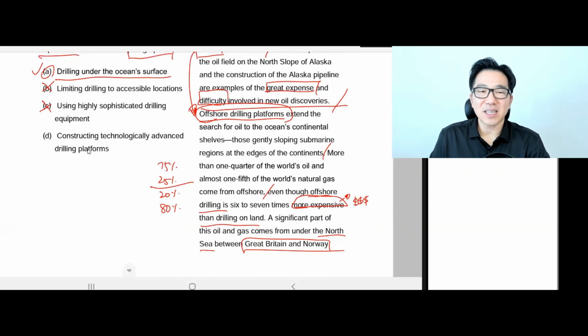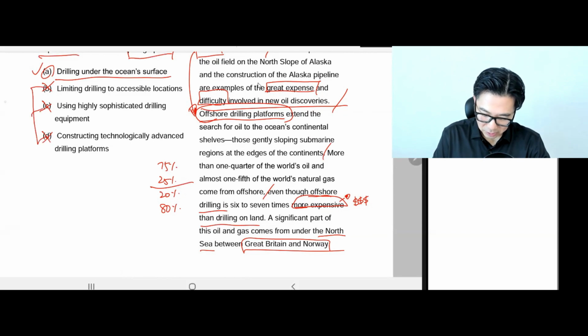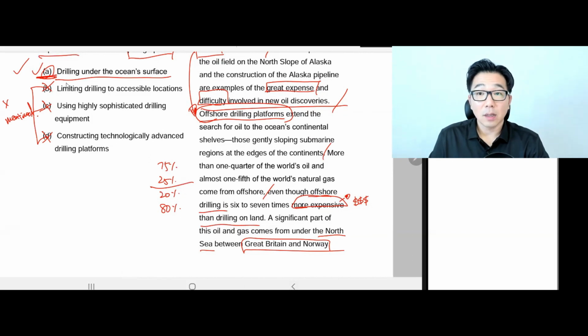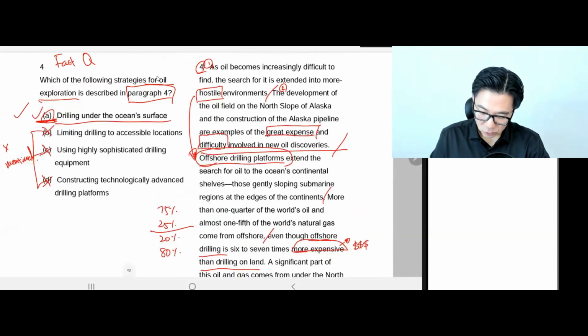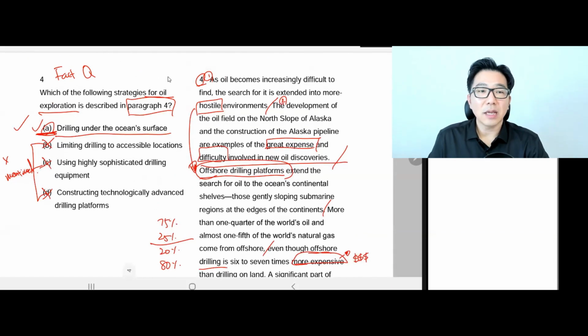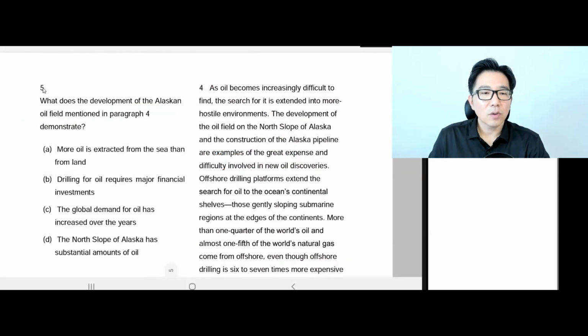Constructing technologically are the same thing, right? Okay, so this is not an imagination test. So all three of these are not mentioned at all. Okay, the only thing that was mentioned was A, because this is referring to what? Offshore drilling. Okay, under the ocean's surface. Factual question. Question 4, the answer is A. Next question, please. Question 5.